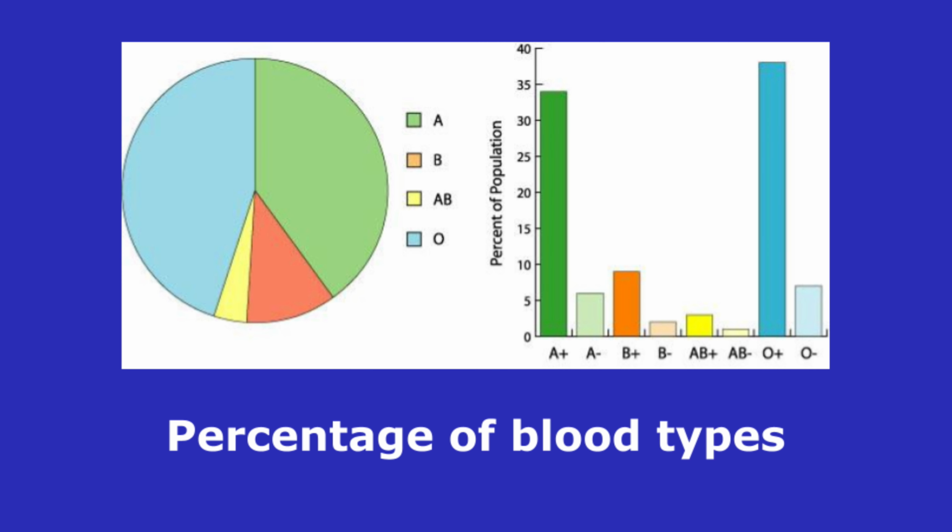If you want to find out what your blood type is, you can go to any doctor and they can do a little skin prick and get a drop of blood and put it on a little card, and that card will tell you immediately what your blood type is.